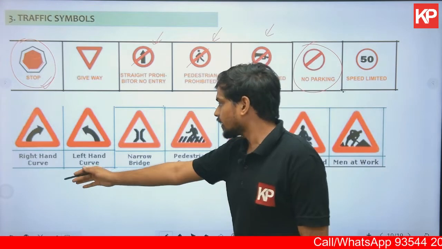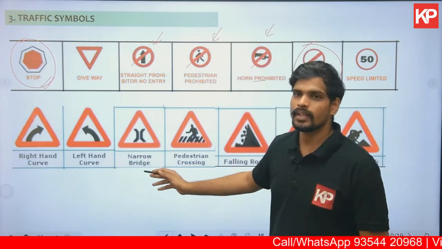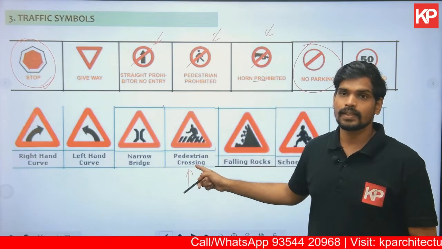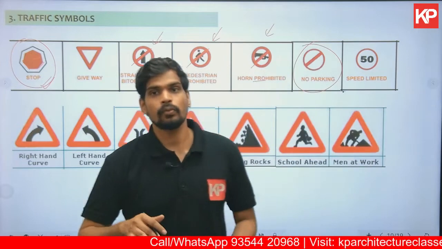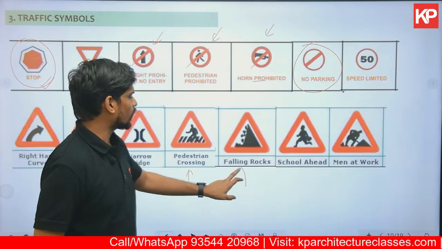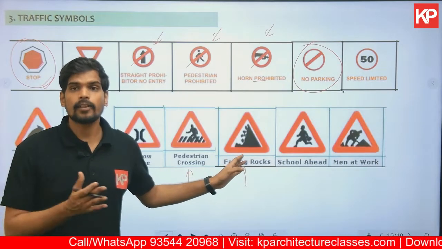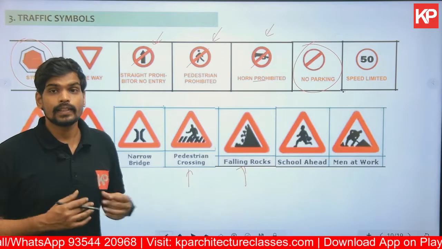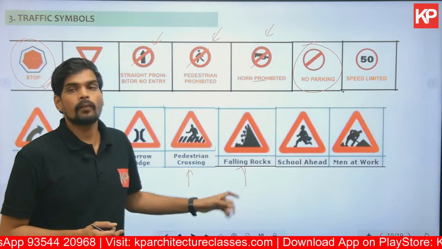Whenever you have something prohibited, these are called prohibitory signs, and you have a diagonal line in them. Other than that, this is left curve, right curve, narrow bridge. From the symbol itself, it is self-understandable. Pedestrian crossing is represented like this, with the zebra crossing and a person moving on it. This symbol is falling rocks. Generally in hill stations and ghat roads, if you travel in hilly areas, you will find such symbols where there is loose rock and a possibility of landslide or falling rock.